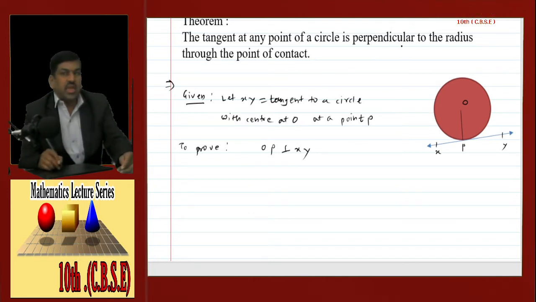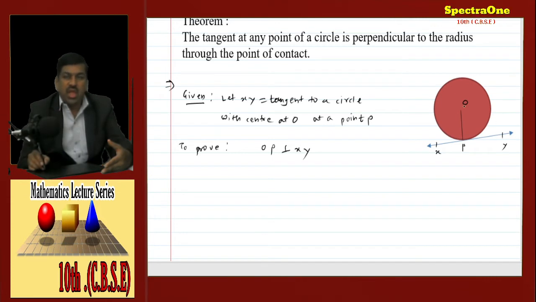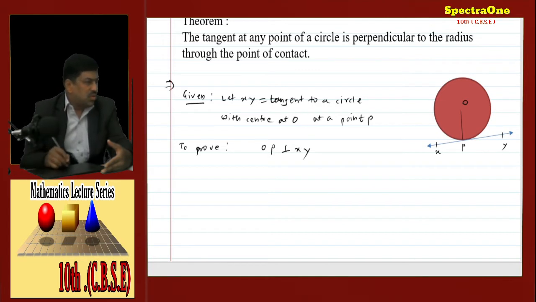The tangent drawn at any point on the circle is perpendicular to the radius at the point of contact. This is the statement, meaning we have to prove that OP is perpendicular to XY. So what is the idea to prove this? See here. If we show that OP is the shortest distance to XY, we can easily prove that OP is perpendicular to XY. So let us prove this. For that we need to draw some constructions.